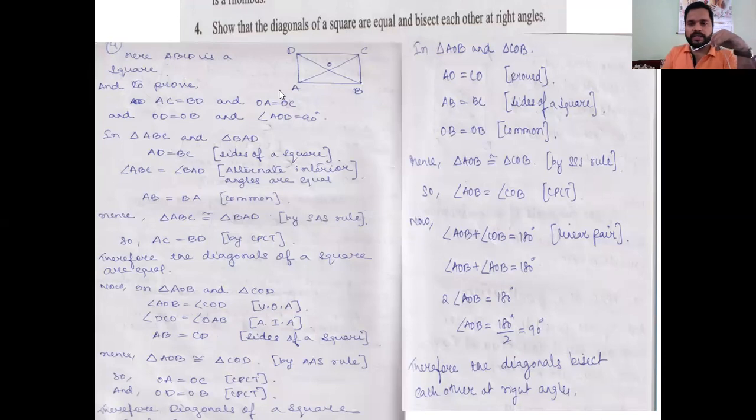Okay, so this question you see: show that the diagonals of a square are equal and bisect each other at right angles. See here, three parts are there. First, you have to show that diagonals are equal. Second, you have to show that the diagonals bisect each other. And third, you have to show that they bisect each other at right angles. So you have to show three steps here.